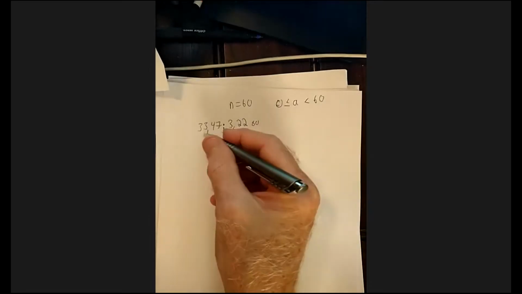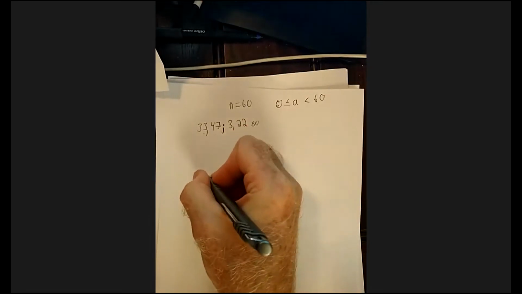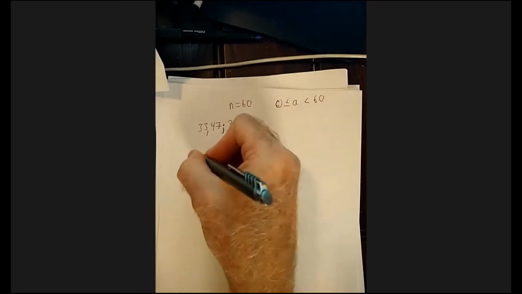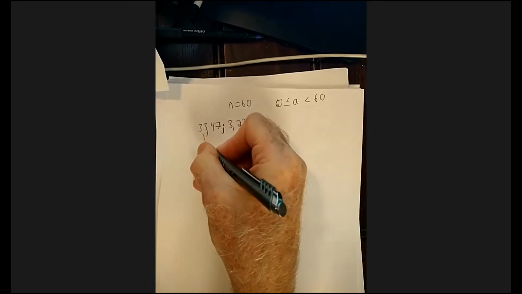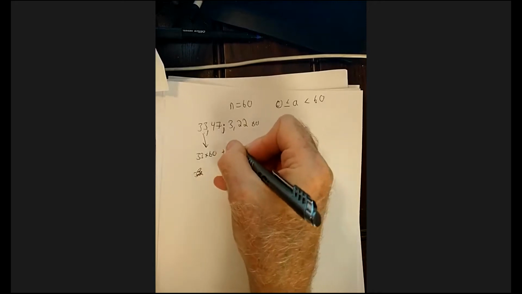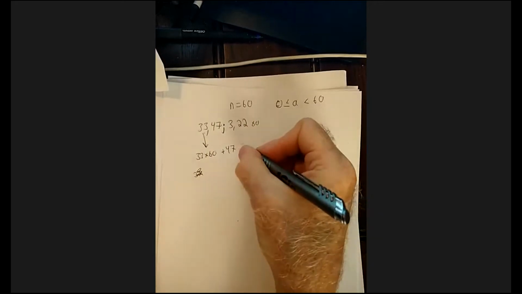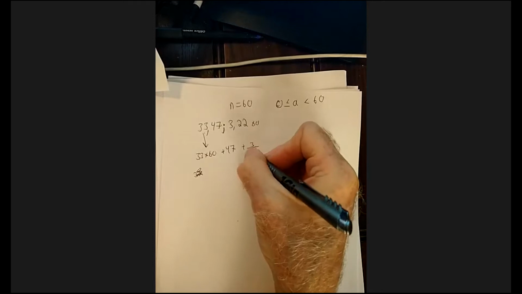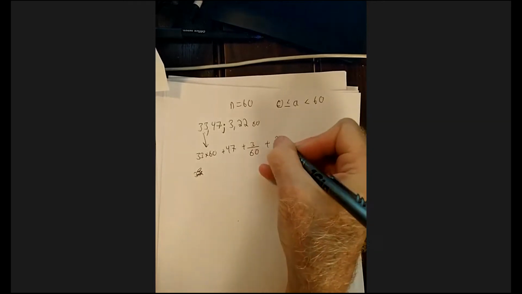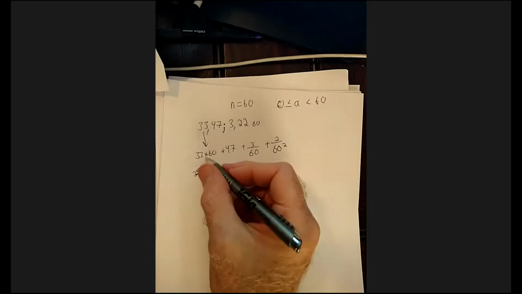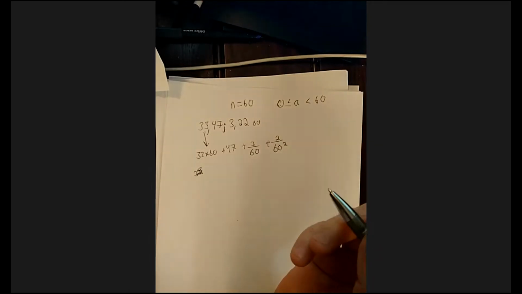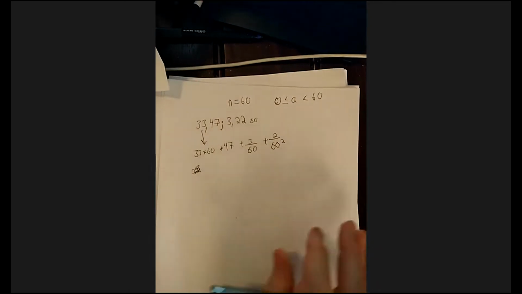So again, to convert this, I would go, okay, 33 times 60, sorry, because that's the 60th place, plus 47 times 60 to the 0, plus 3 over 60, plus 2 over 60 squared. Okay. And then, 33 over 60. Somebody want to tell me what that is? You can type it out.